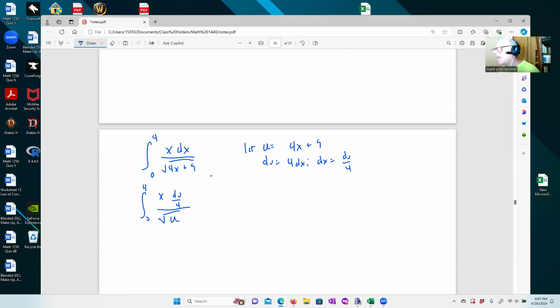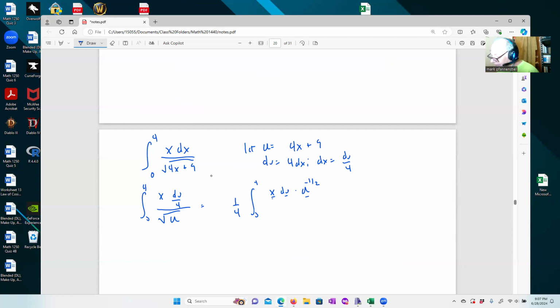Okay, so let's go ahead and move this out. So we have 0 to 4, got 1/4, and I have x du, and I'll say times u to the negative 1/2. That's what the square root on the bottom means, negative 1/2. Notice we have x's and u's in my integrand, the thing inside the integral sign. I can't integrate this yet.